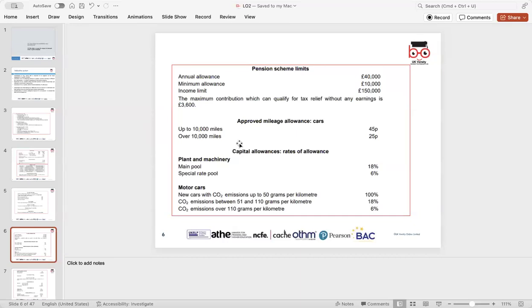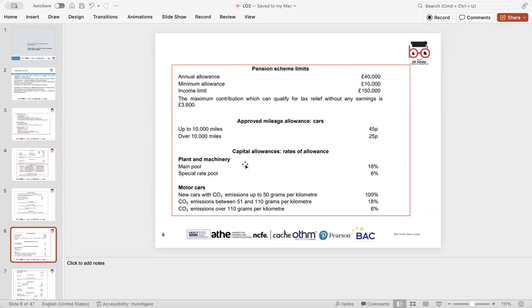Approved mileage allowances: up to 10,000 miles 50p, and over 10,000 miles 25p. This is relevant for individuals who use their cars for work purposes and are reimbursed for their mileage. For the first 10,000 miles, the approved mileage allowance is 45 pence per mile, and for mileage over 10,000 miles, it's 25 pence per mile.